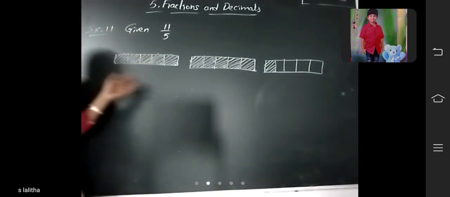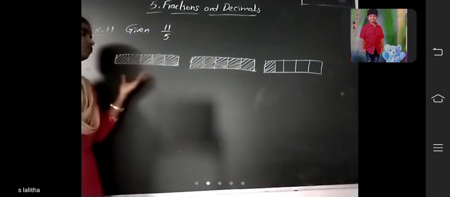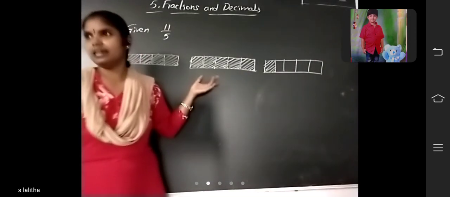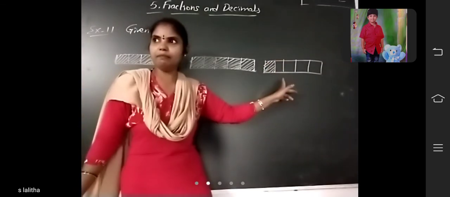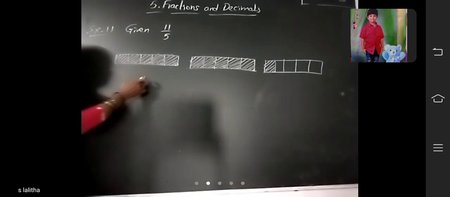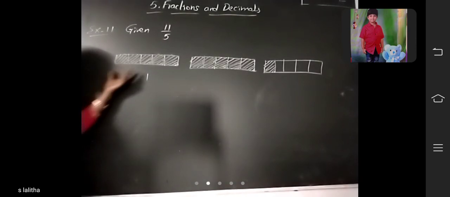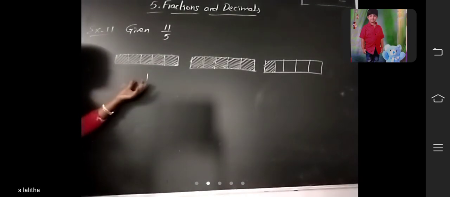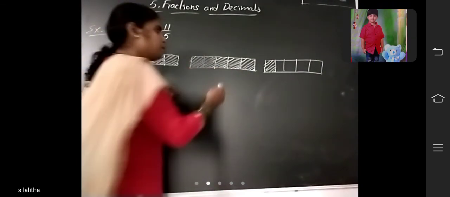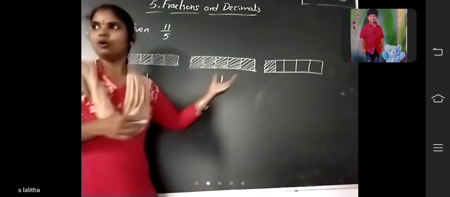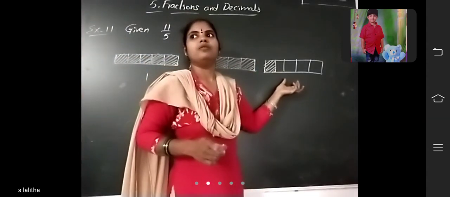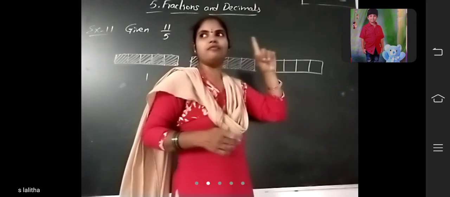Now what do you observe? Here this full rectangle will be colored, and this rectangle also will be fully colored, and in this rectangle only one part will be colored. So this whole part is colored, so this is totally 1. And this one also has all parts colored, so this one also is a whole, 1. And here we had colored only one part.